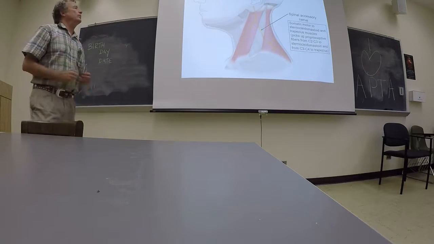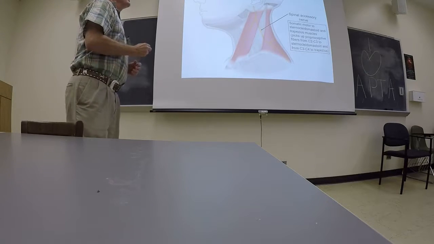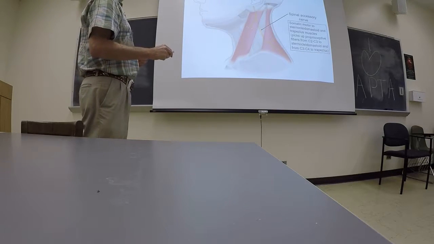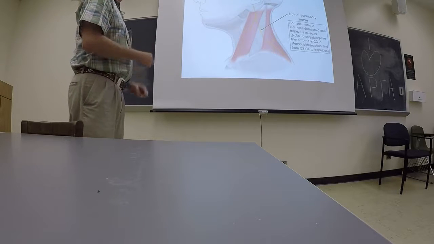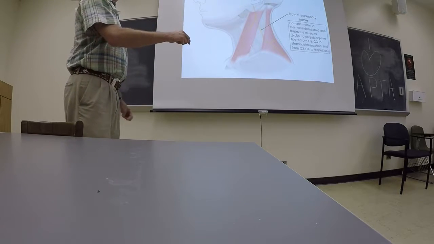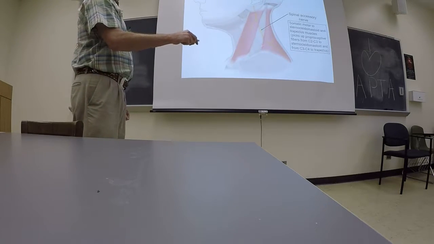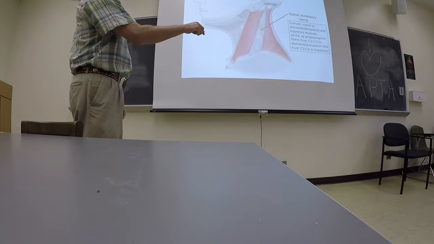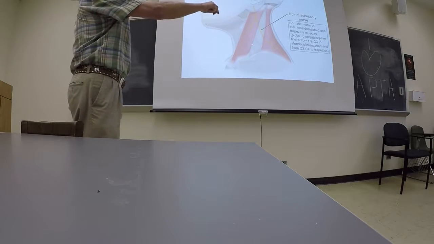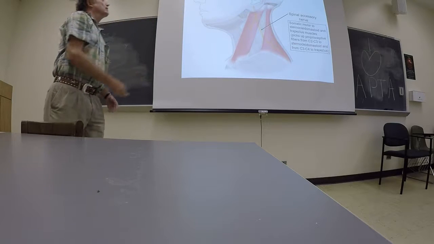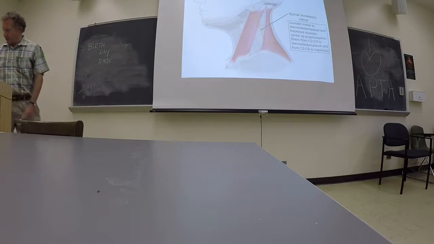What does it do? You already know that. It's somatic motor to sternocleidomastoid and trapezius. Okay. It picks up some fibers from upper cervicals that also go into these, but their main innervation of these two muscles is from the spinal accessory.